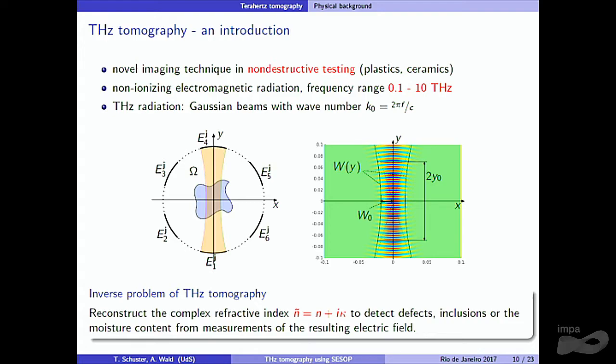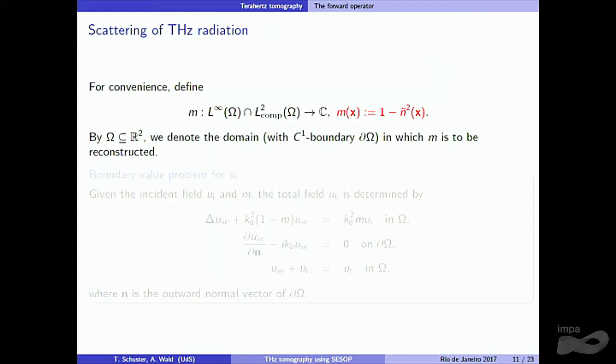And it's very interesting for engineers, for example, because these electromagnetic waves are very sensitive with respect to moisture. So you have inclusions or moisture that could be detected for ceramics, for example, or polyethylene and so on. This is what they consider.